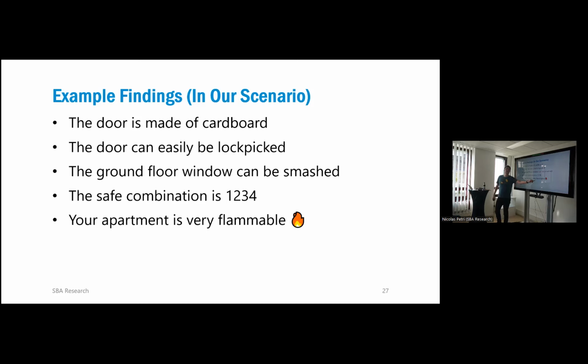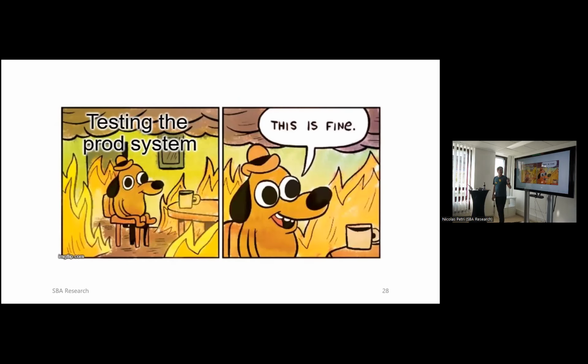And also this one: there are those 3 pillars of information security: confidentiality, integrity, and availability. If the apartment is very flammable, this is maybe a problem with the availability. So don't do tests in production systems, because your apartment is set on fire maybe. But of course, this is more like in a web application. You will not have another apartment which you can test.